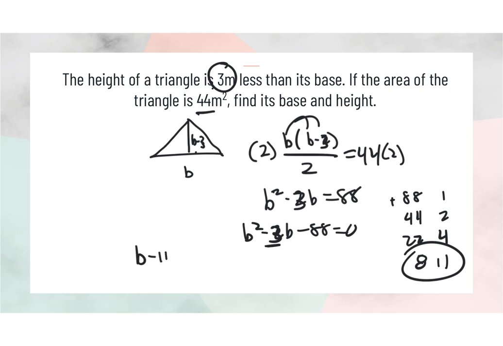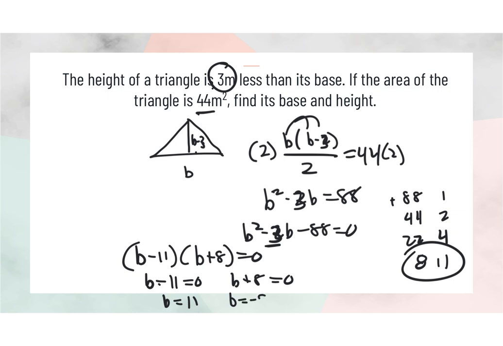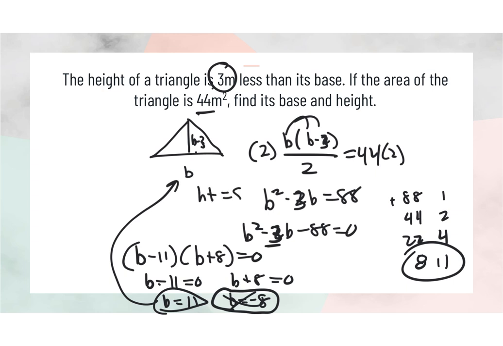So I want b minus 11, b plus 8, equals 0. So either b minus 11 equals 0 or b plus 8 equals 0. So b equals 11 or b equals negative 8. So I want b to be 11. B cannot equal negative 8. So my base is 11. My height then is going to be 8. And there's my answer.